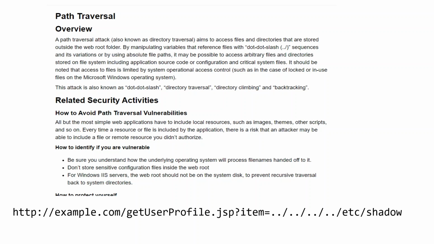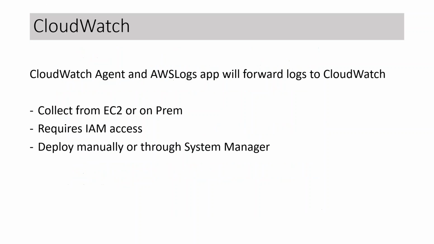We want to detect if someone's attempting to do this. We really want to detect if someone does it successfully. But the first thing is, can I even see that this is happening? Let's see. We're going to use CloudWatch to do that, using the CloudWatch agent. The CloudWatch agent is the newer version of what was called AWS logs. If you're an expert on this, in my demo I use AWS logs because it's a little bit easier to set up. The CloudWatch agent does a lot more.